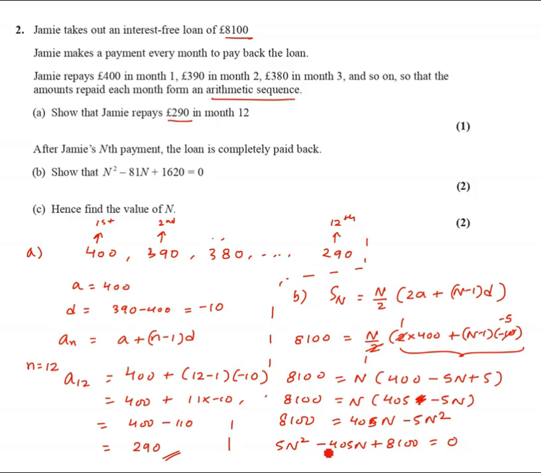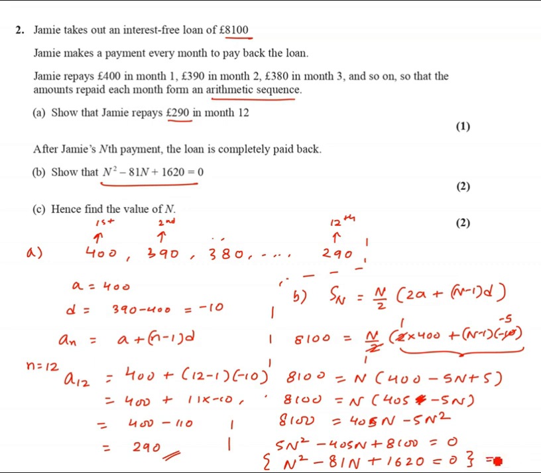Now let's divide each of the terms by 5. So 5 divided by 5 will be n squared minus 81n, since 5 times 81 is 405, plus 1620, since 5 times 324 is 1620. So we get this quadratic equation, which is the same as this one.